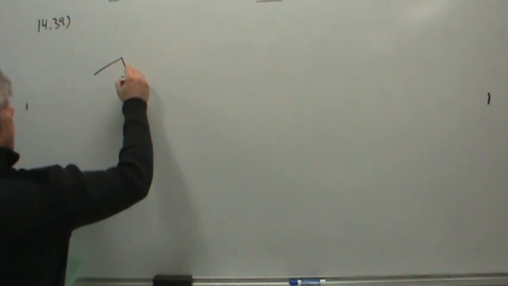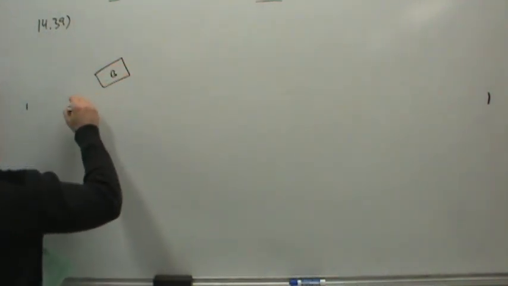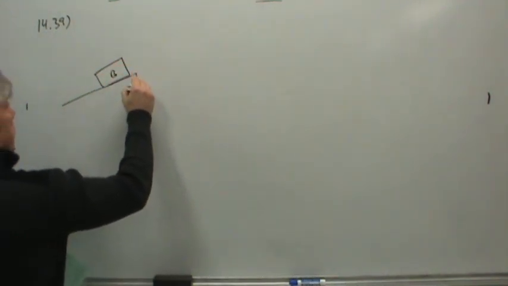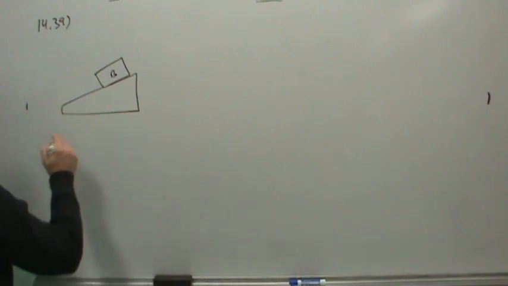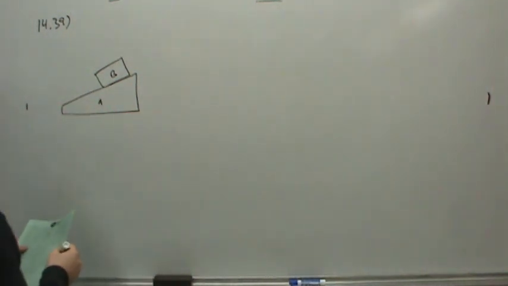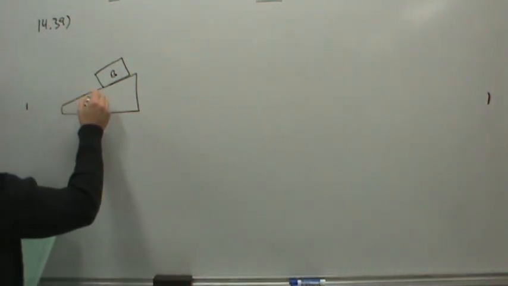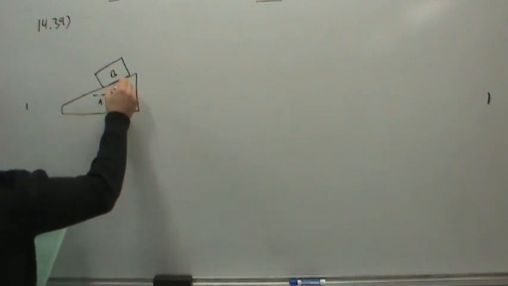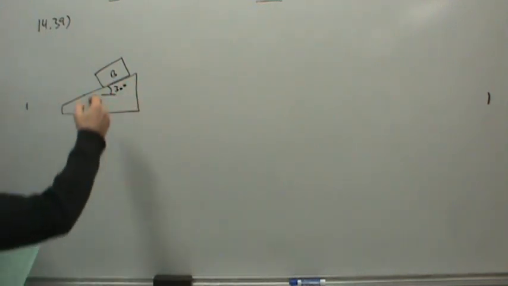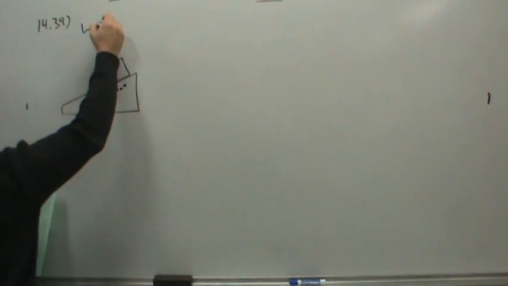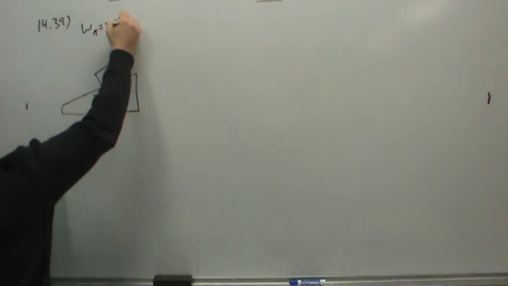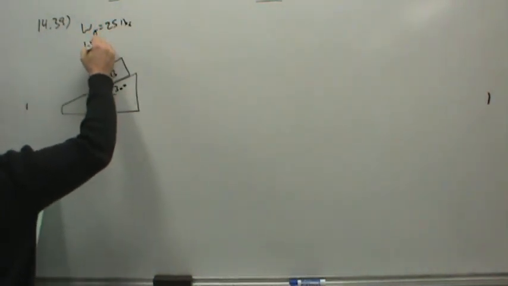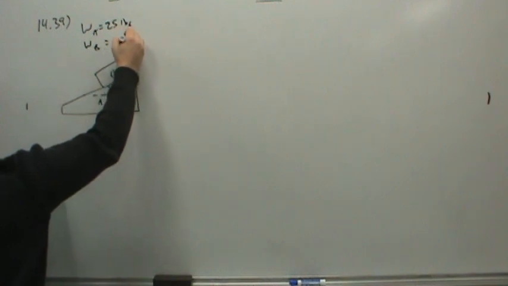Let me sketch the system so you can see what we're looking at. So we've got block B here, sitting on a wedge. The wedge is called A. There is a 30-degree angle of the wedge. The weight of block A is 25 pounds, and the weight of B, 15 pounds.